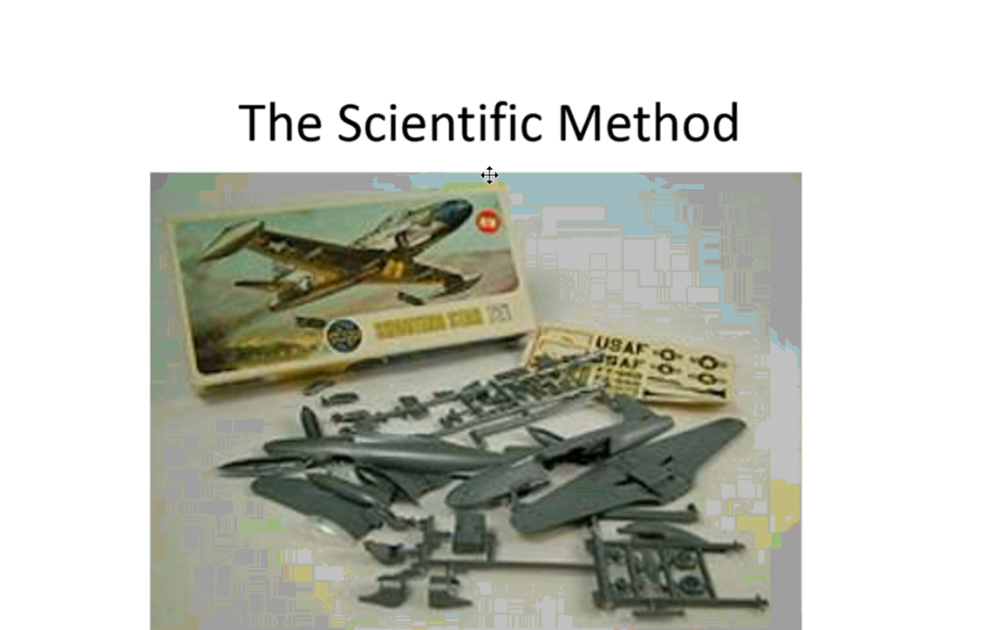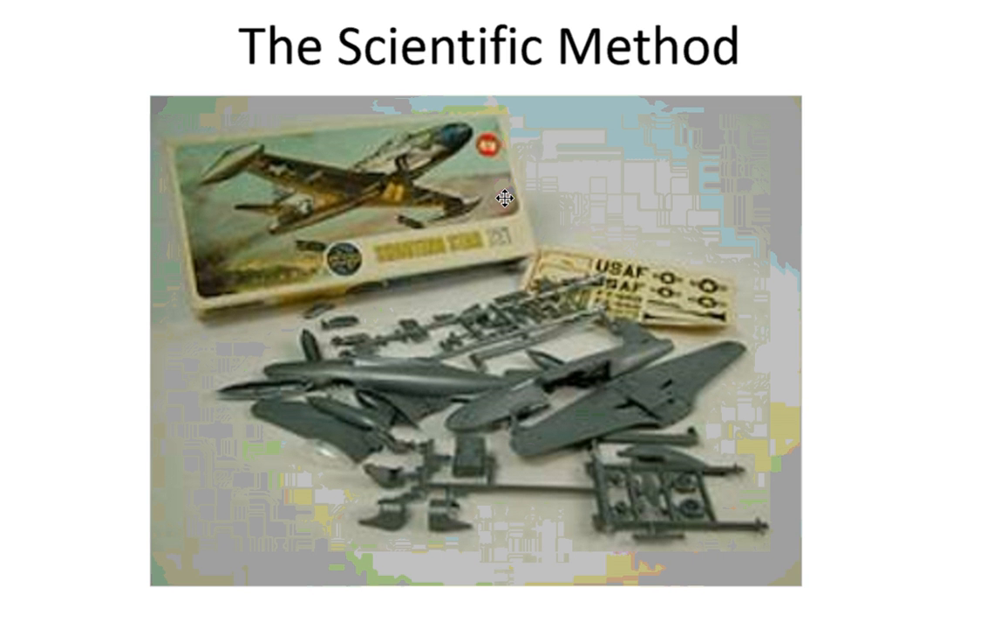Now, in order to do biology or any other science, we have to practice something called the scientific method. Now, it's going to seem rather linear, meaning kind of a step-by-step process. Sometimes science happens that way, sometimes it doesn't. But we're going to learn it in a linear fashion in order to just help us process it better.